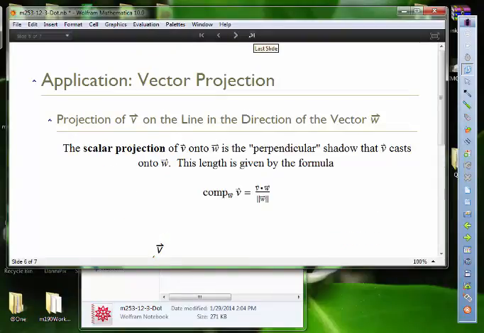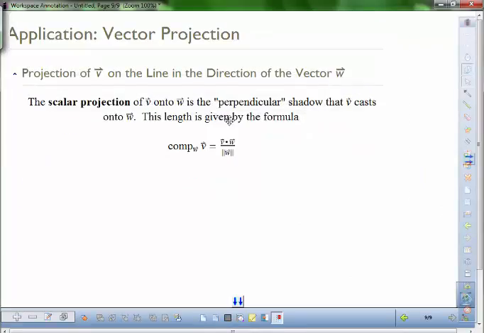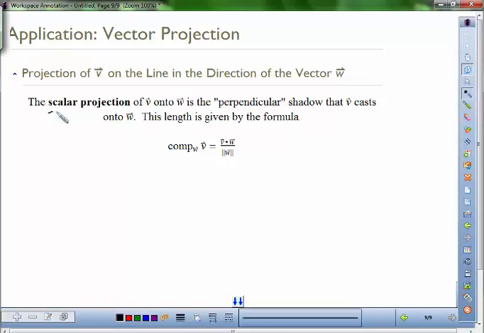Vector projection. Now, there's two types of projections that we're going to be dealing with. One of them is a scalar projection. The other one is called a vector projection. So the scalar projection looks like this. And we denote it with a COMP, as in component projection.